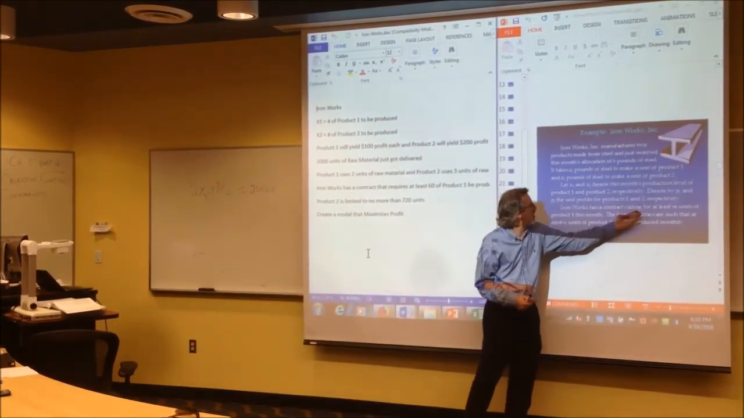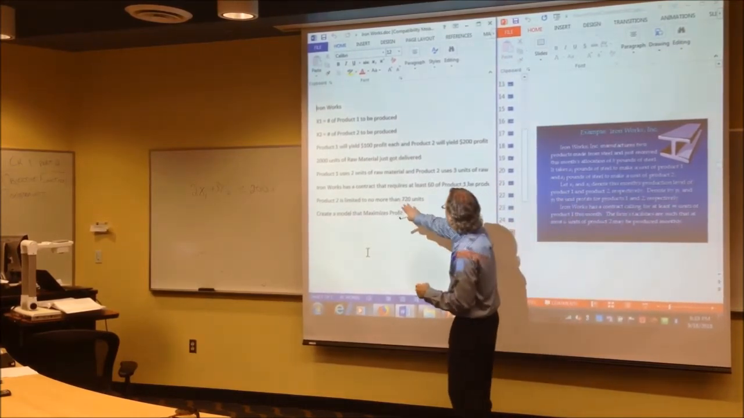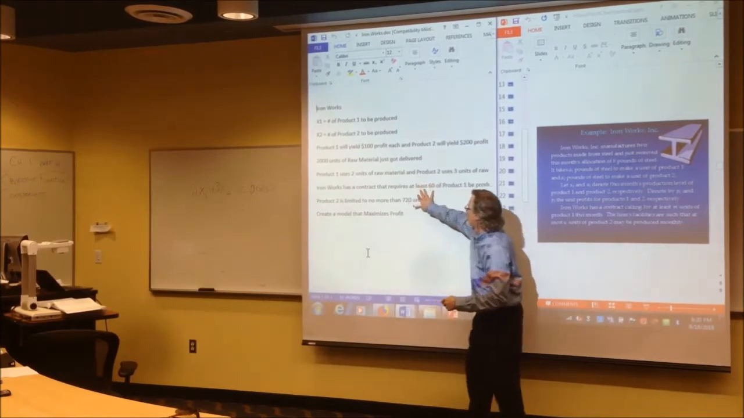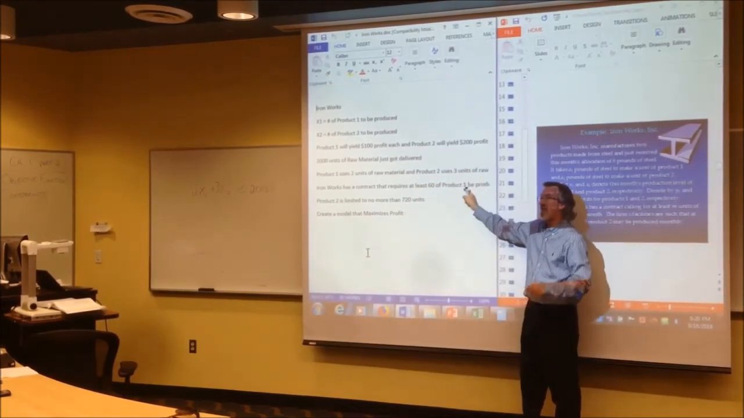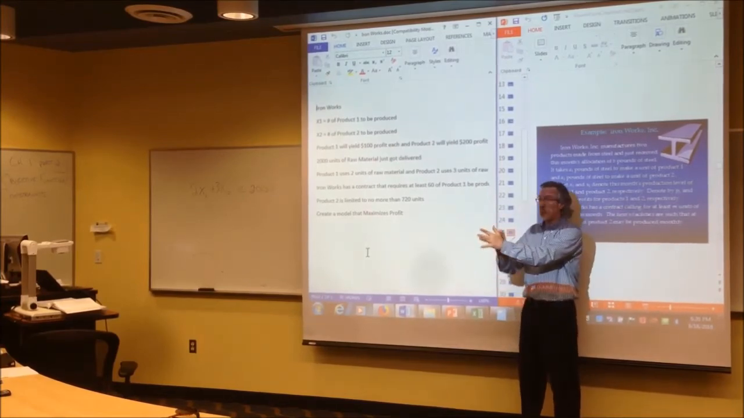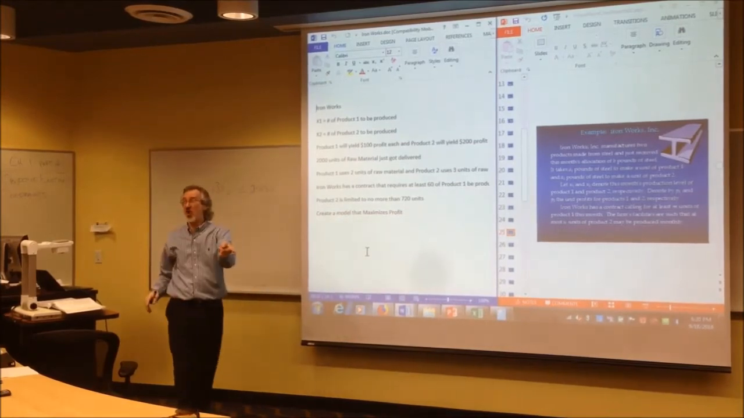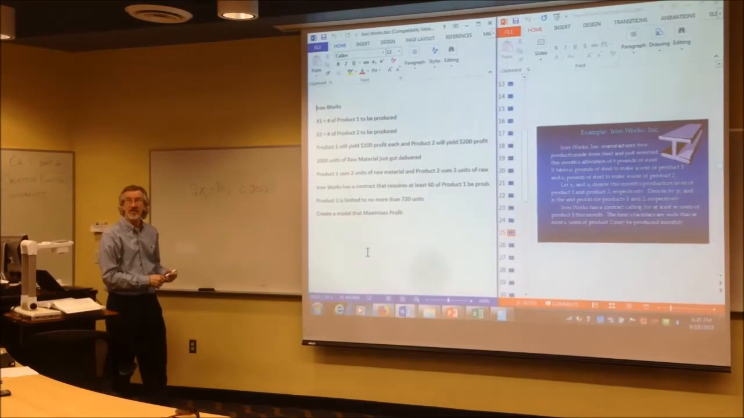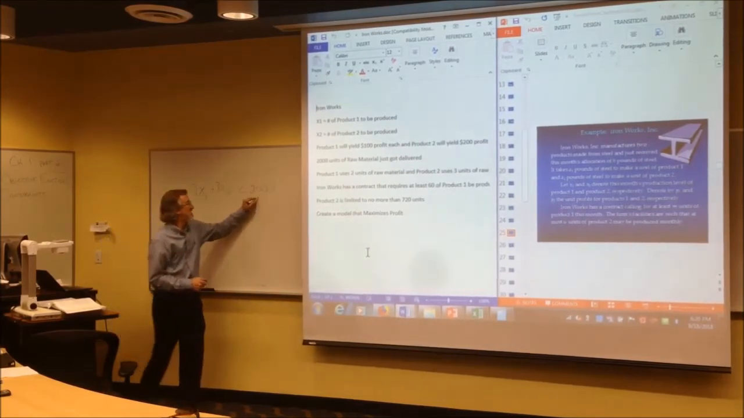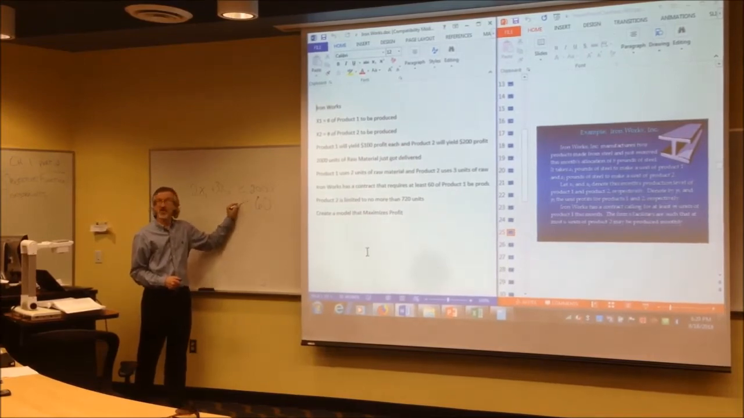Ironworks has a contract calling for at least blank units of product 1. All right, let's see. Ironworks has a contract that requires at least 60 units of product 1 to go to that customer. No matter what combination of these products we're making, we've already committed 60 of product 1 to that customer. That's a limitation. It says no matter what, we've got to make at least 60 units, greater than or equal to 60.